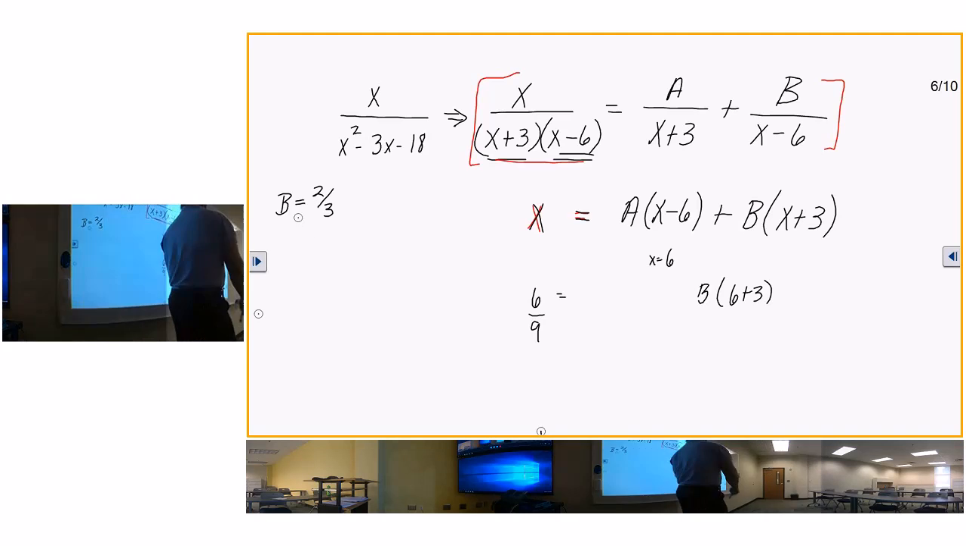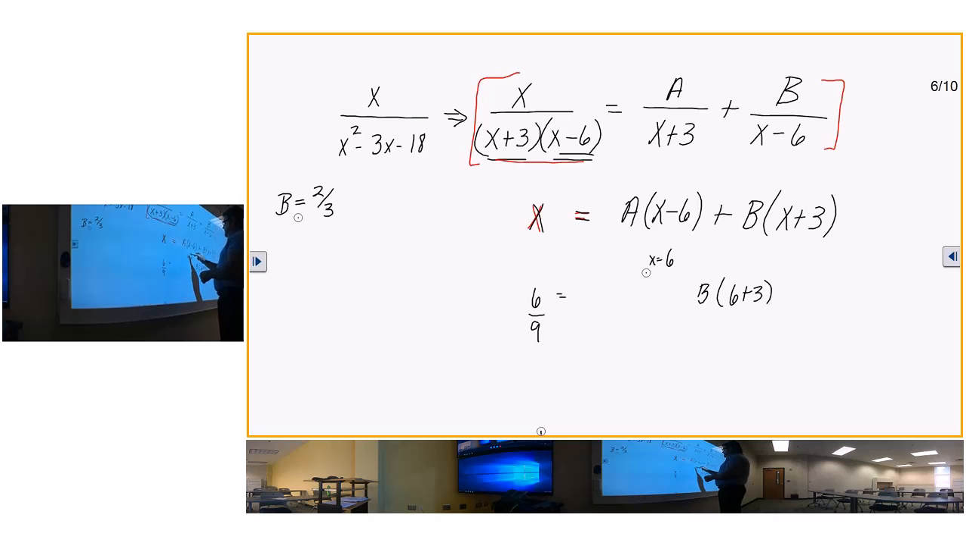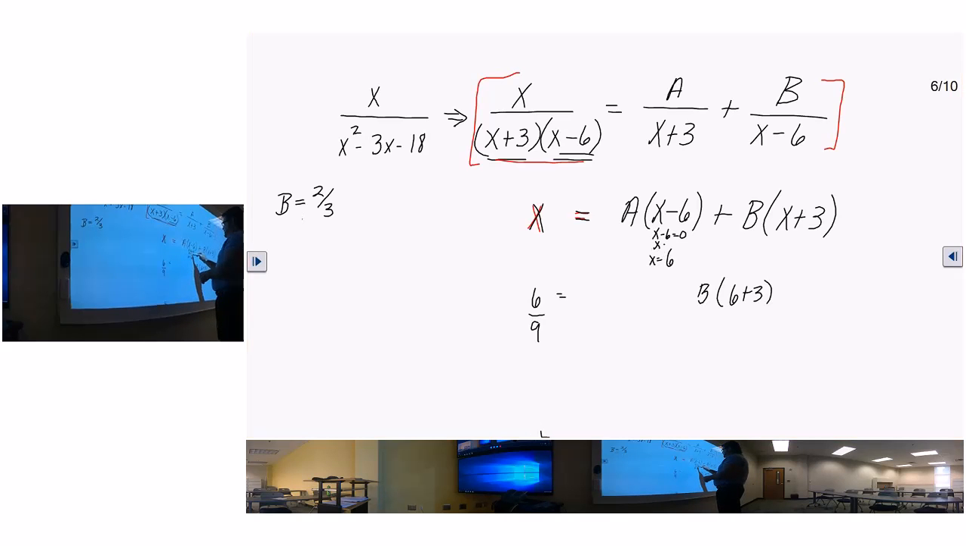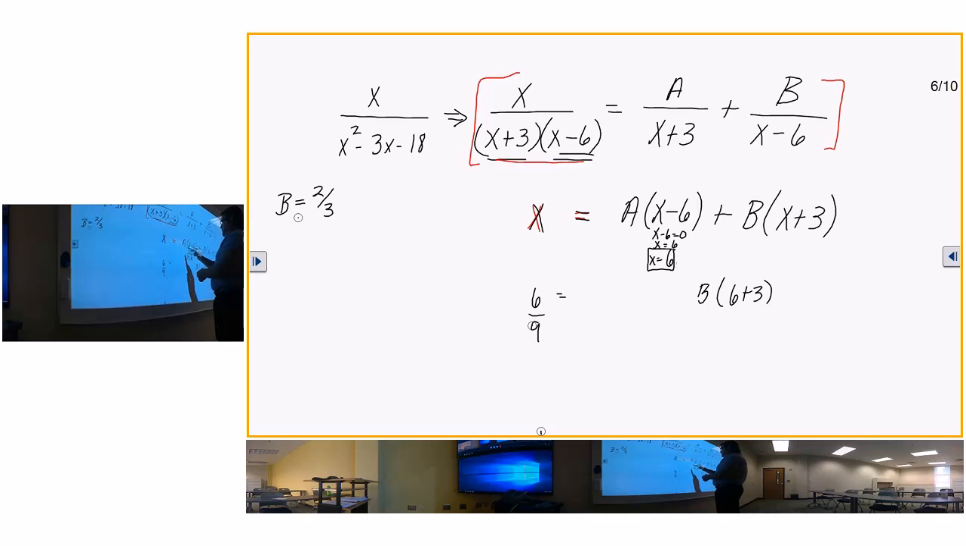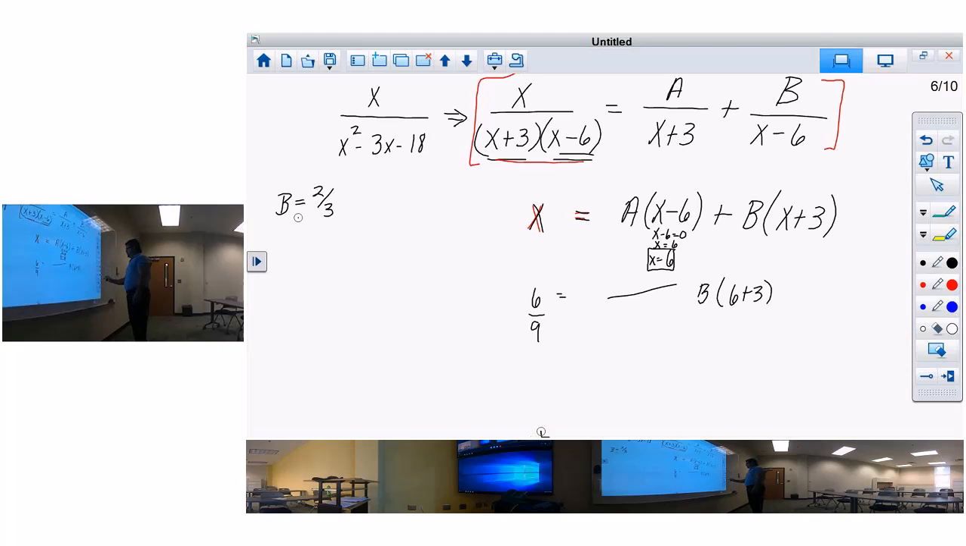And if you missed what I did, x minus 6 is equal to 0. X is equal to 6. That's what I did. I did my algebra to find this, and then I plugged it in. If you plug it in here, it'll cause you 0, so you don't need that one. Okay? And that leaves B times 6 plus 3. Plug in the 6 here, plug in the 6 here, and you get 6/9, which is 2/3.